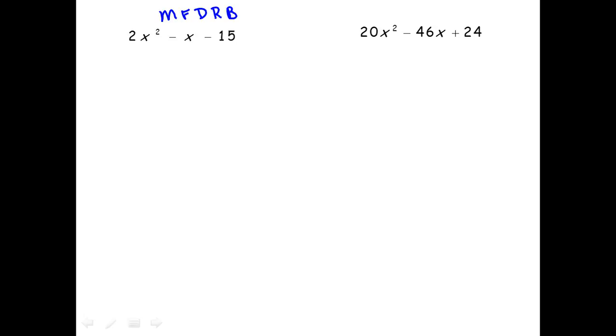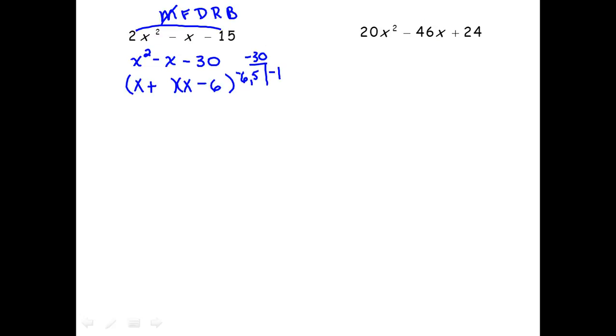Alright, so we're going to multiply. Multiply what? 2 times negative 15. And write the new trinomial that you're going to get. So multiplication's gone. Then we're going to factor that new trinomial. Signs are going to be different. Split your x squared up. And let's think, what can we multiply together to get negative 30, but add together to get negative 1? We said negative 6 and positive 5. So factoring's gone. We're going to divide out the number that we multiplied in, which is going to be a 2.